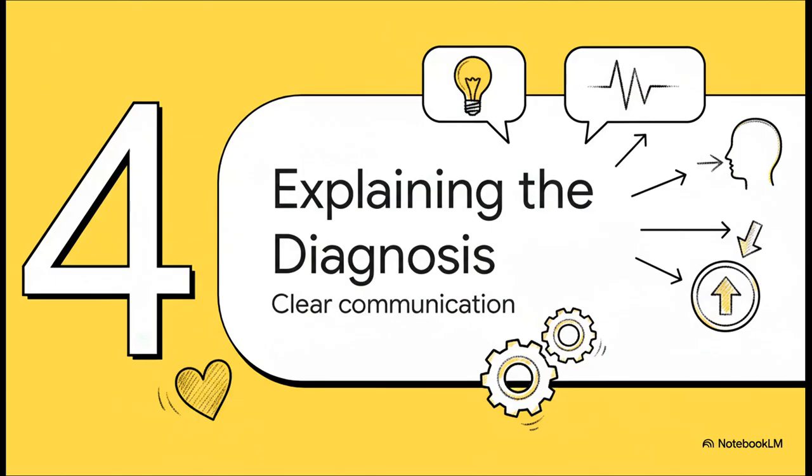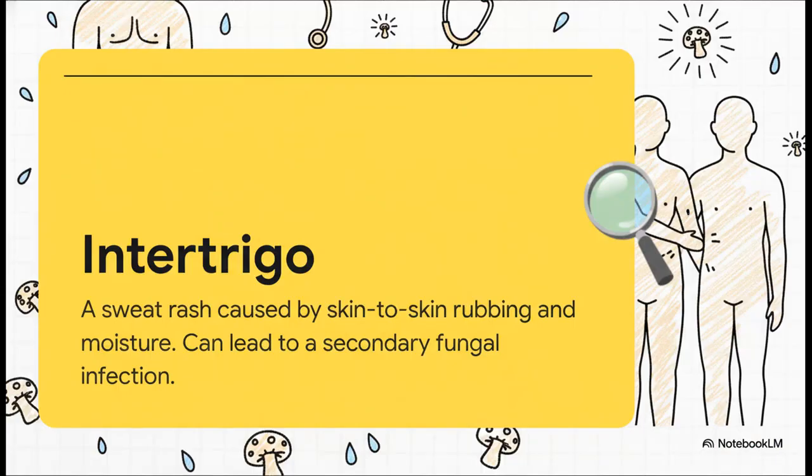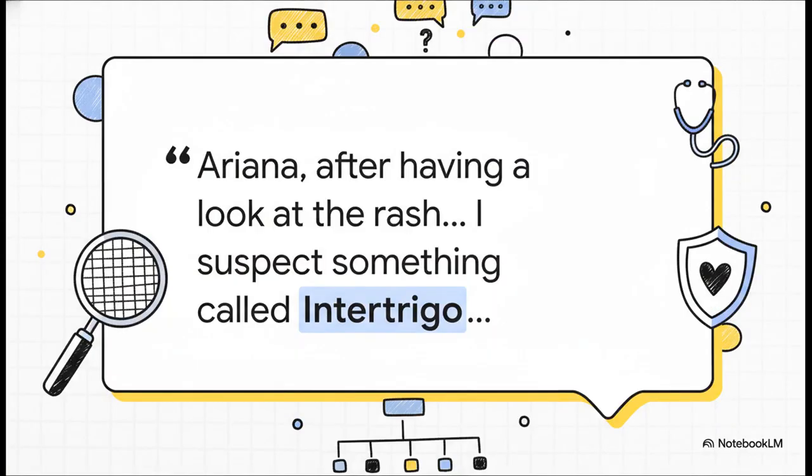Now we're at a critical skill, explaining your diagnosis. Your communication here has to be clear, simple, and empathetic to be effective. You have to avoid medical jargon. Use a simple explanation just like this one. Calling it a sweat rash is so easy to understand and immediately makes sense to the patient. And mentioning the potential for a fungal infection sets the stage perfectly for your treatment plan. It shows you've listened and examined her before sharing your professional opinion. This is how you deliver a diagnosis with confidence and build trust.